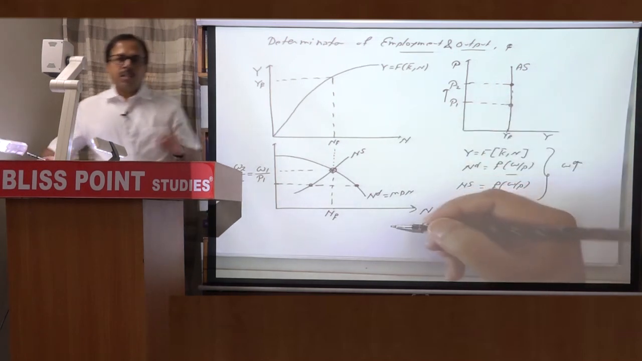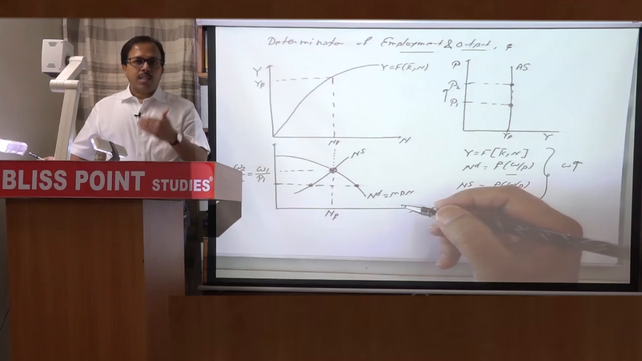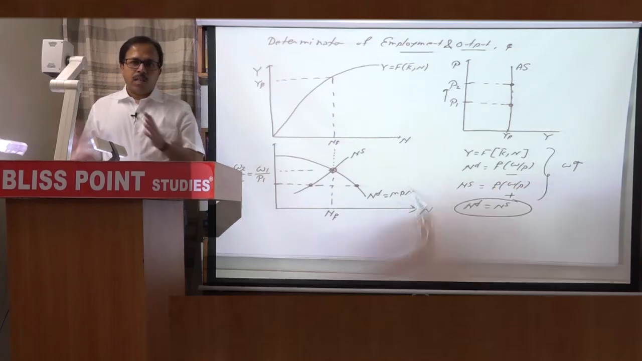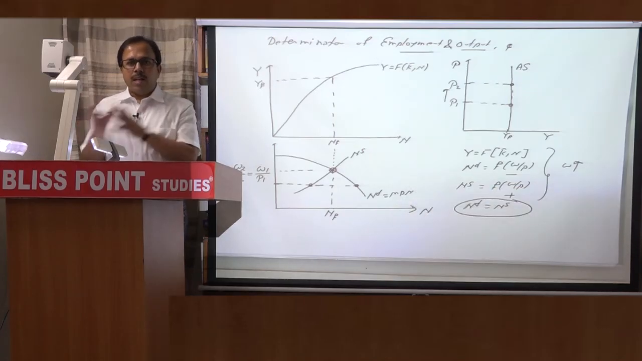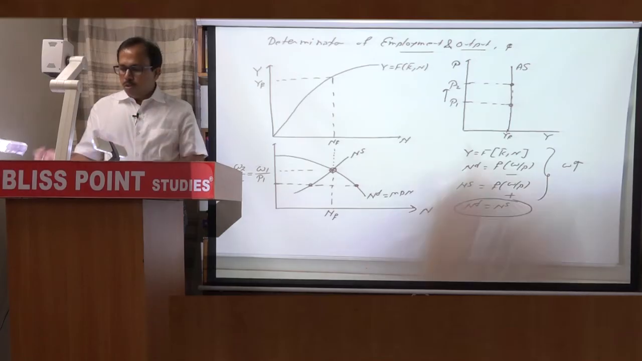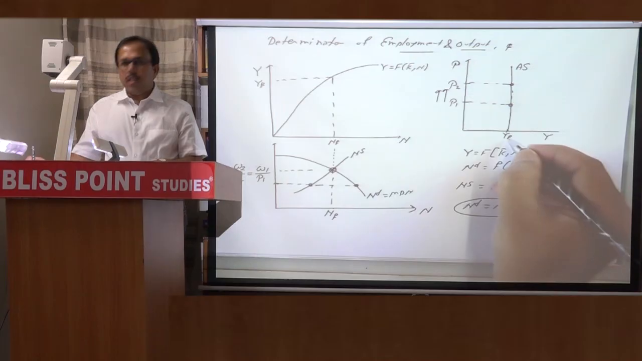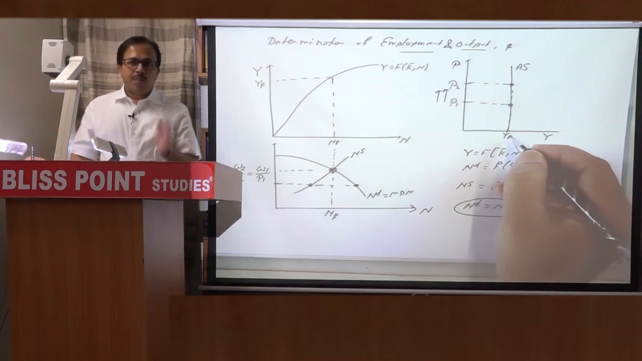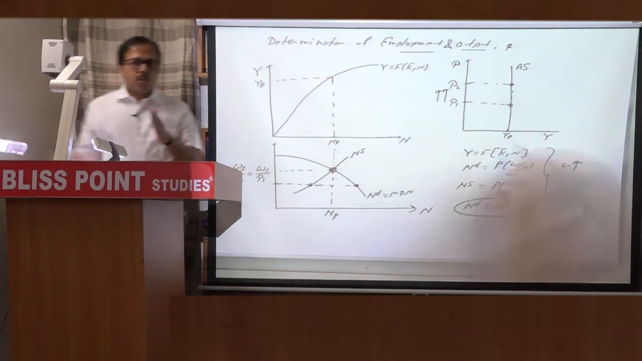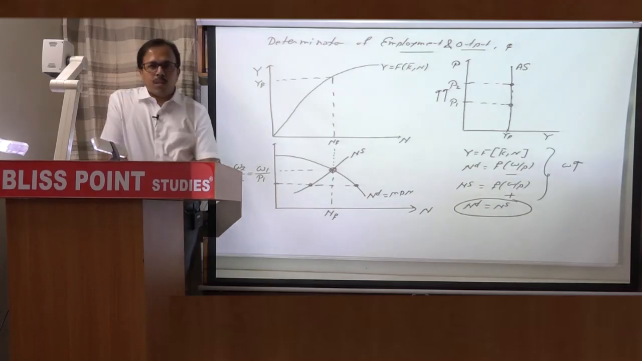Classical aggregate supply curve, which is vertical, highlighting the classical dichotomy, that the real and the nominal are separate. So change in nominal is not affecting the real, which is output. Change in price will not affect the output. So in that way, the classical aggregate supply curve is vertical.